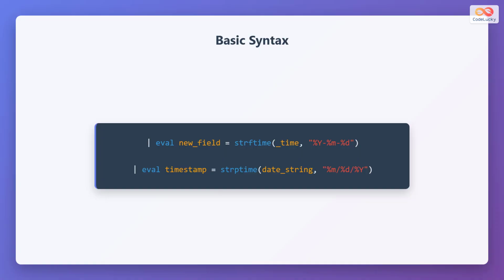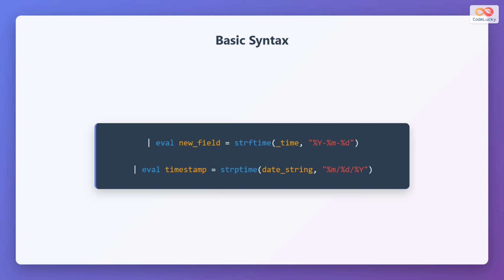The foundation of time manipulation in Splunk relies on two primary functions, strftime and strptime. The eval command combined with strftime allows you to format timestamps into human-readable strings. For example, eval new_field = strftime(_time, "%y-%m-%d") creates a date field.